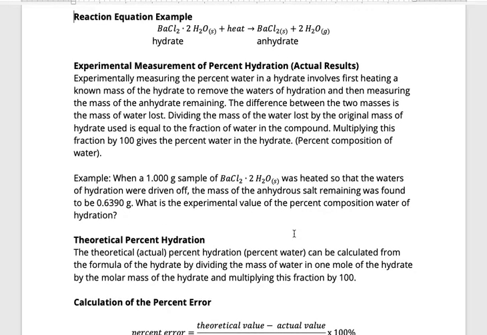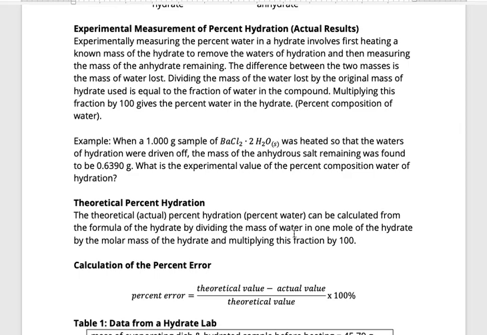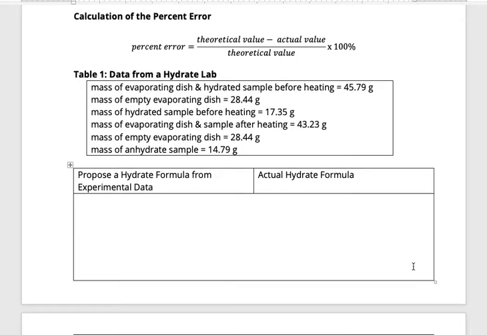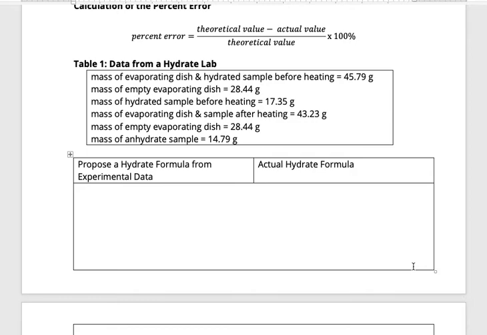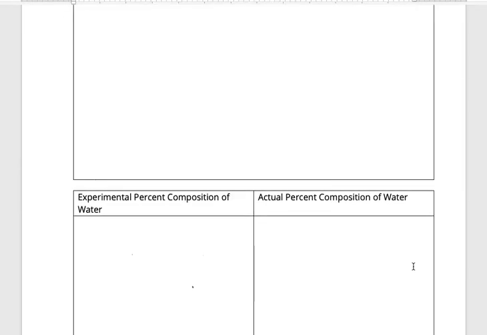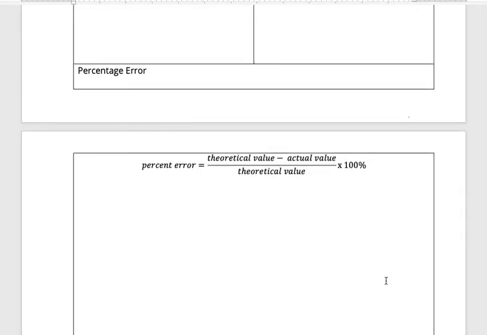Then we're going to find the percent composition of water, so how much water was evaporated off in the experiment, and how much water is actually in the hydrate sample theoretically, if it's a perfect world and the experiment goes well. Since we're going to have an experimental percent composition and a perfect world composition, where the experiment goes perfectly, how much water will we have? We're going to have a difference in the numbers, and we're going to analyze the error in our results.